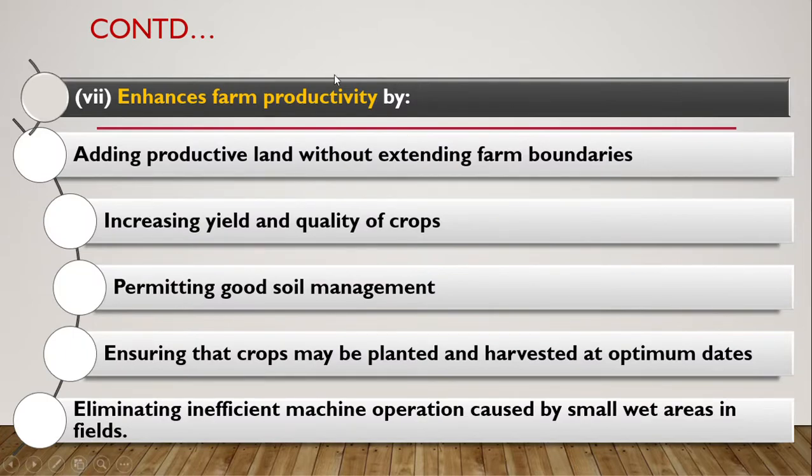And the final and indirect benefit is that it enhances the farm productivity by adding productive land, increasing the yield and quality of crops, permitting good soil management, ensuring that crops may be planted and harvested at optimum dates, eliminating inefficient machine operation caused by small wetlands and fields. Due to all these things, it will enhance the farm productivity. So these are the major benefits of subsurface drainage.